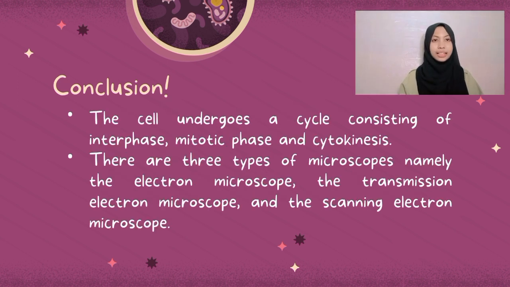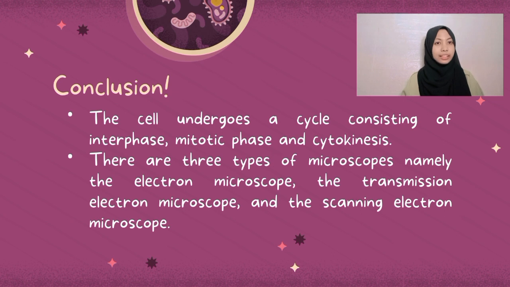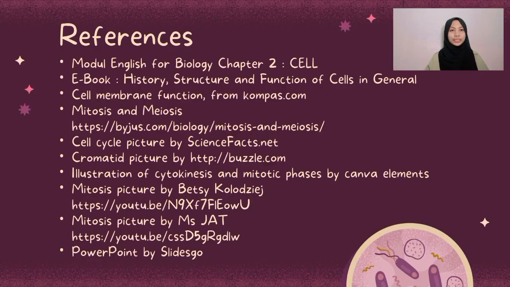The cell cycle has three main stages. The first is interphase, the second is the mitosis phase, and last is cytokinesis. The cell is very small, so we need a tool to see cells. The tool is the microscope. There are three types of microscope, namely the light microscope, the transmission electron microscope, and the scanning electron microscope.